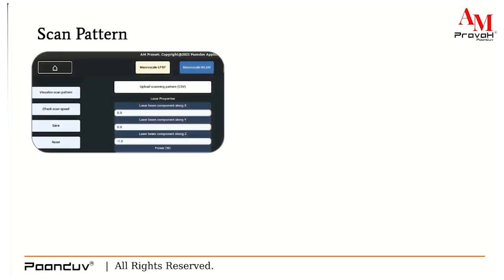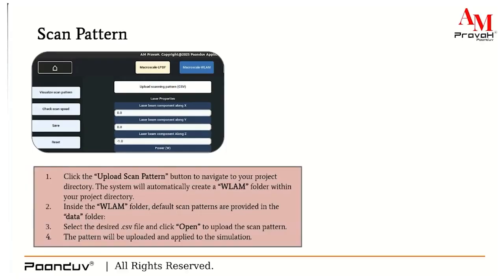Now that we have covered the process parameters, we are going to move on to the scan pattern. For the scan pattern, there is an icon in the GUI interface, upload scanning pattern. On clicking upload scanning pattern, this will navigate to your project directory. The system will automatically create a WLAM folder within your project directory. Inside the WLAM folder, default scan patterns are provided in the data folder. You have to select the desired .csv file.